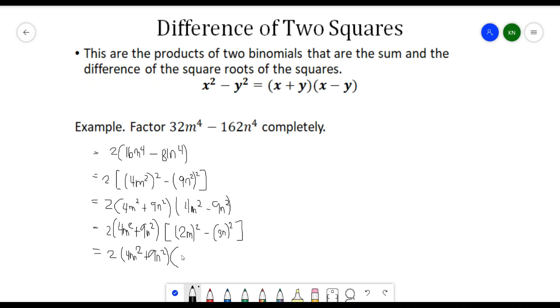So our x is 2m plus our y, which is 3n, multiplied again by our x, which is 2m, minus our y, which is 3n. So we already get our final answer, since we cannot factor this one anymore. So meaning to say, this is already our final answer.